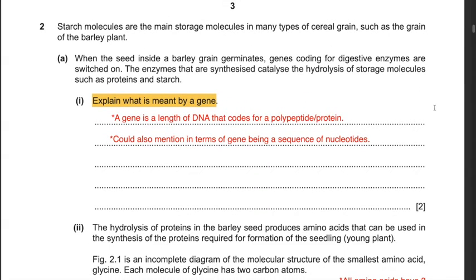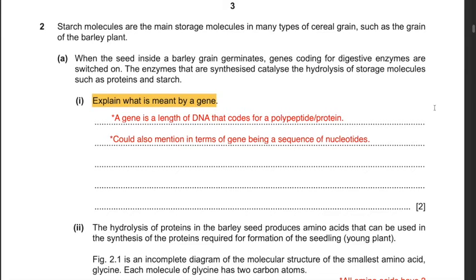Question 2. Starch molecules are the main storage molecules in many types of cereal grains such as the grain of the barley plant. Part A. When the seed inside a barley grain germinates, genes coding for digestive enzymes are switched on. The enzymes that are synthesized catalyze the hydrolysis of storage molecules such as proteins and starch. Explain what is meant by a gene. A gene is simply a length of DNA that codes for a polypeptide or protein.